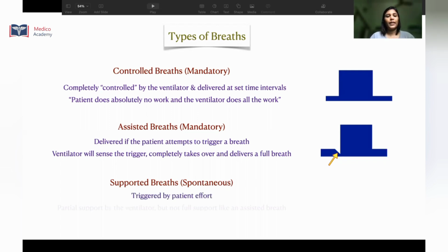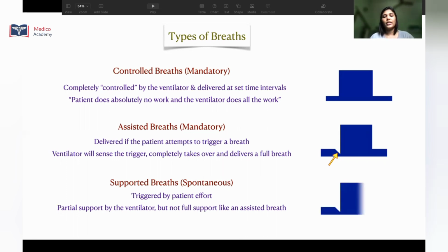In supported breaths, the breath is again triggered by patient effort, but the ventilator provides only partial support to the patient. It does not provide full support like that happens in an assisted breath. So it looks almost similar to an assisted breath, but the major work is by the patient and less work is by the ventilator.